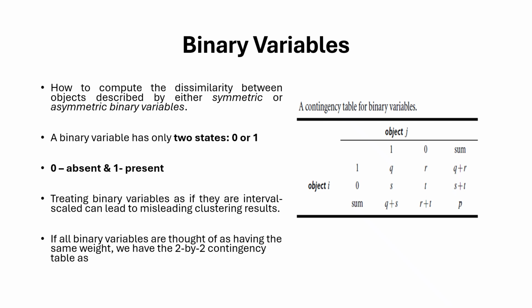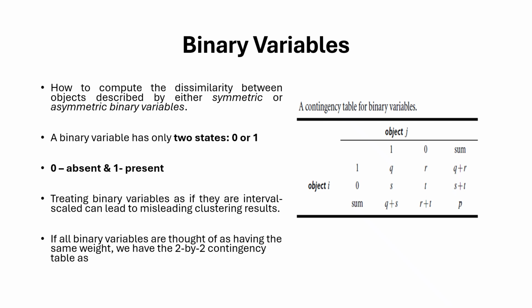Treating binary variables as interval scaled, or as ratio scaled, or as a different variable, could give results that are not accurate. If it is a binary variable, the proper computation needs to be done for the binary variable. If it is an interval scaled variable, there are different computations for interval scaled variables. If it is a ratio scaled variable, then a different computation needs to be performed in order to find the similarity and dissimilarity between the objects.